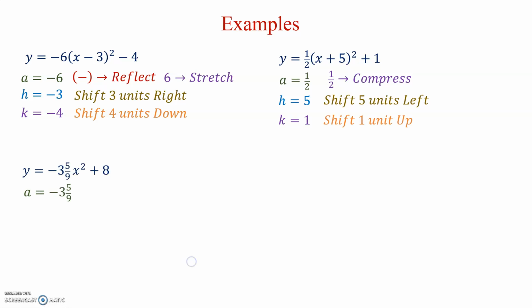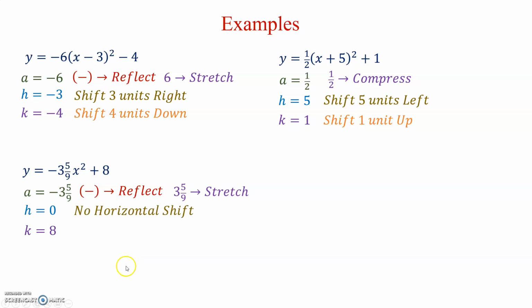Next one, our A is negative 3 and 5/9. Technically, there is no H. H is 0, and K is 8. There's no H because there's no parentheses. The A is negative, which lets us know the reflection. That 5 and 3/9 is greater than 1. That's why it's a stretch. Because the H is 0, there is no horizontal shift. So you don't have to have every transformation in every problem. And because the K is 8, that means we're shifting up 8.